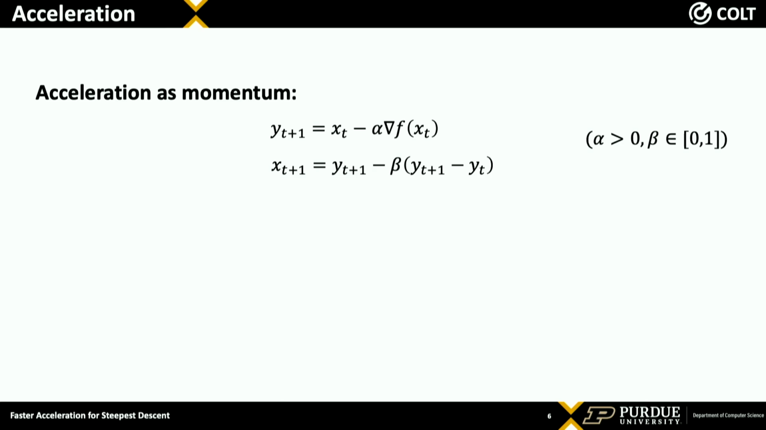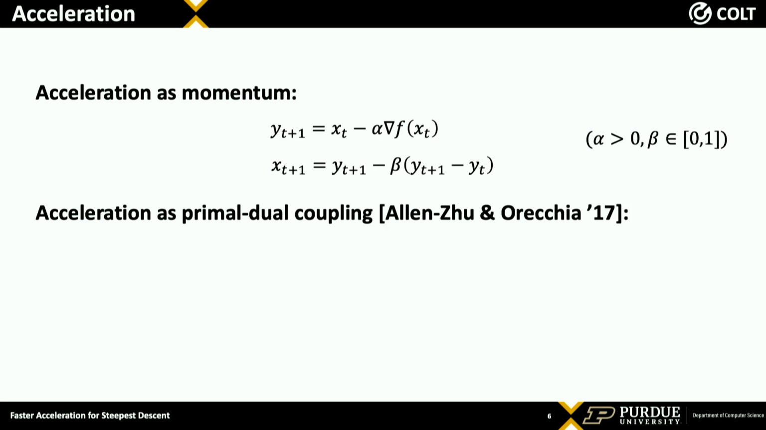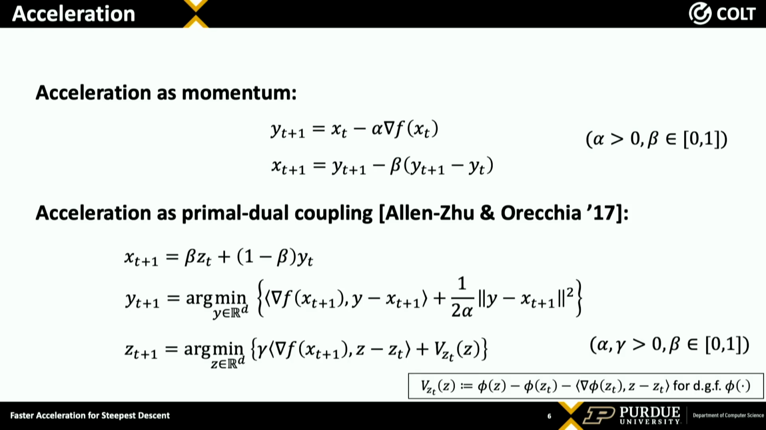But a more general view of acceleration, the one that I have actually come to prefer and that was mentioned in the previous talk, is a view of acceleration as a sort of primal dual coupling, right? Taking advantage of both a gradient descent, or maybe more generally a steepest descent step, from a primal view, coupled with a mirror descent step from a dual view, right? So you can see that in things like linear coupling from Allen-Zhu and Orecchia, right? So we have a primal steepest descent update here, a dual mirror descent update here, where the Bregman divergence is defined down here for some DGF phi, and then for the updated x iterates, we couple the two, okay?